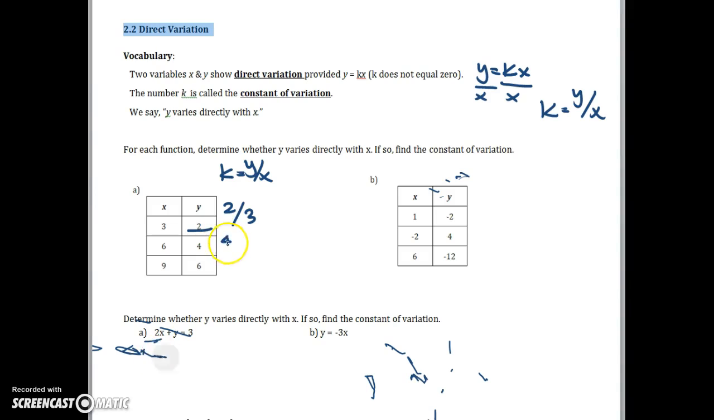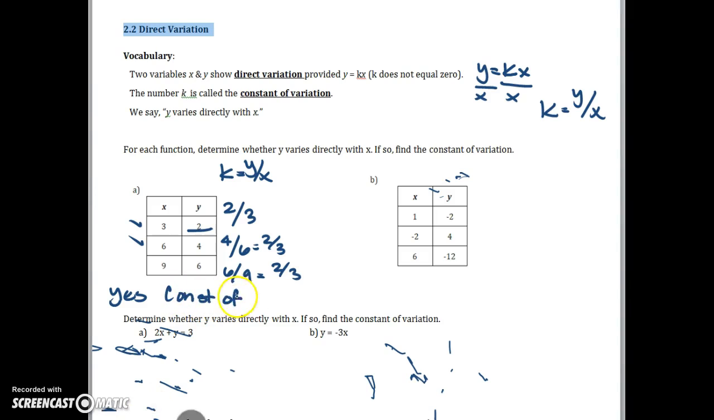So the next one would be 4, because that's the y value, over 6. Well, that reduces to 2/3. So far, I've got 2 checks on my way. And the next one is going to be 6 over 9, which also reduces to 2/3. So is it a constant of variation? Does that equal that constantly? Yes. So yes, it varies directly. And then your constant of variation is equal to 2/3.